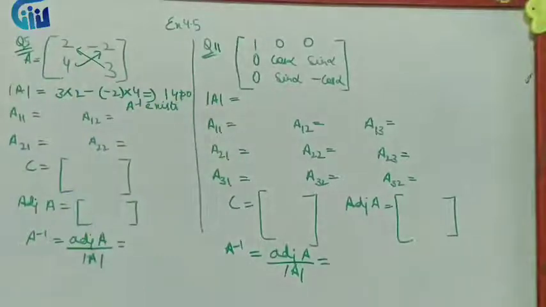So first thing everybody will do is finding the determinant, whether it is a 2x2 matrix or a 3x3 matrix. So first thing we'll find the determinant. If it is 0, we will say inverse does not exist. If it is non-zero, we will say inverse exists. Next thing is to find the cofactors.